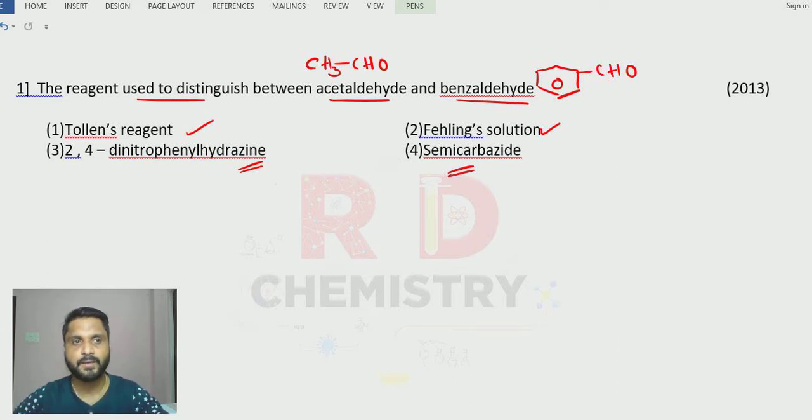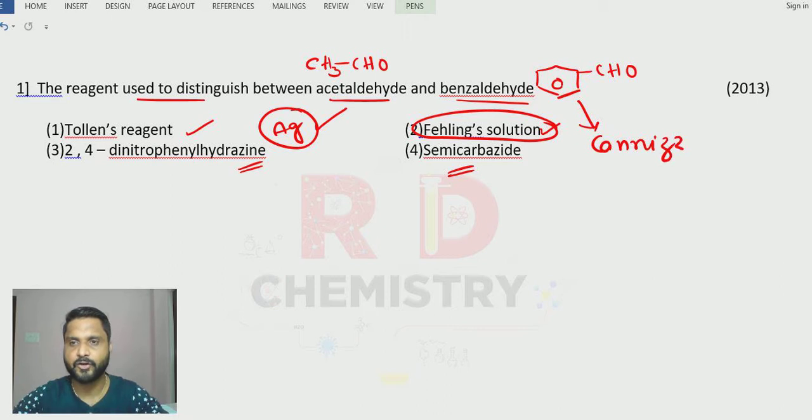Now here, Tollens reagent will give the silver precipitate or silver mirror in both the cases, that is acetaldehyde and the benzaldehyde. Now, Fehling solution reacts with the aliphatic aldehyde to give the red precipitate, whereas the aromatic aldehyde can undergo Cannizzaro's reaction. It undergoes Cannizzaro's reaction because the Fehling solution contains alkaline solution of Rochelle's salt. It is the alkaline Rochelle's salt.